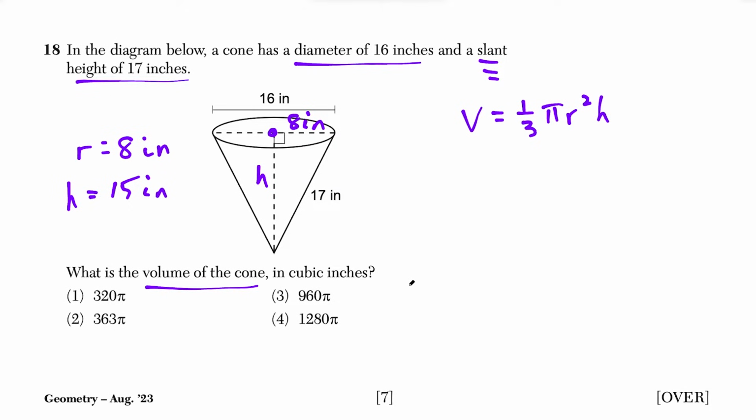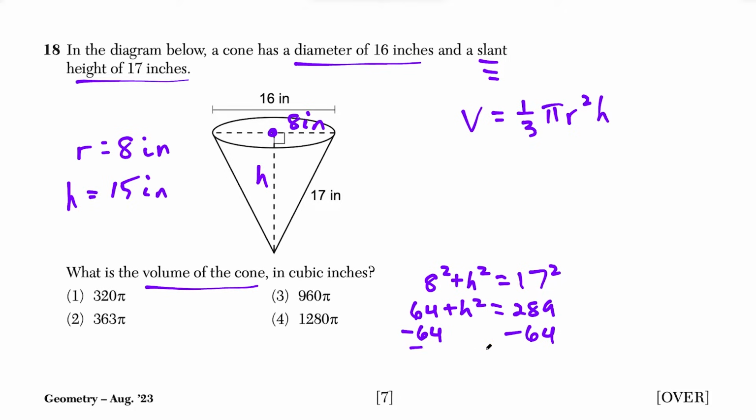And if we want to use the Pythagorean theorem, we could just say that 8 squared plus h squared is equal to 17 squared, because we have the 2 legs here, and this is the hypotenuse of this right triangle here. So now we just work this out. We're going to have 64 plus h squared is equal to 17 times 17, which is 289. And now just subtract 64 on both sides.